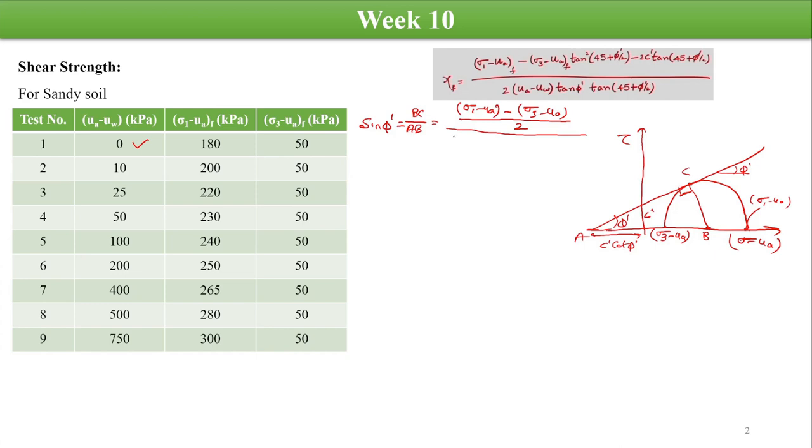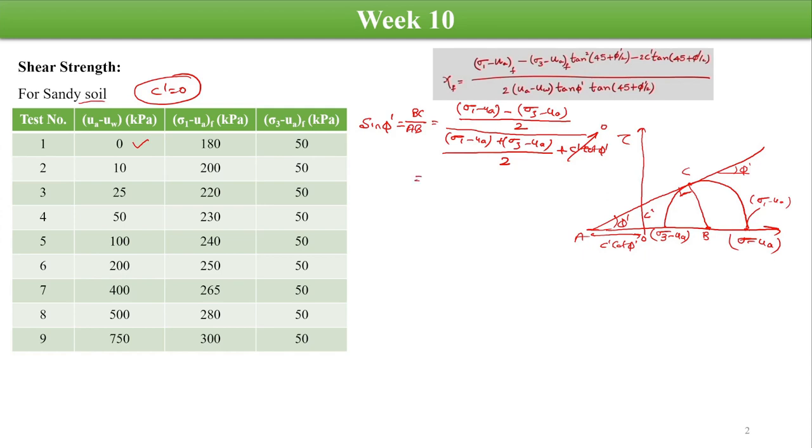And then AB will be the distance from O to B, sigma 1 minus u_a plus sigma 3 minus u_a divided by 2, the average length OB, plus c dash cot phi dash. Here, as the soil is sandy soil, c dash will be 0. So if we put 0 here, this term will become 0.